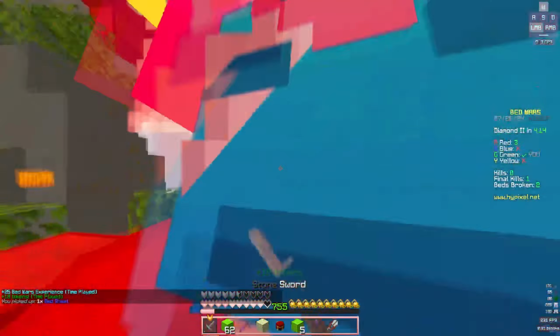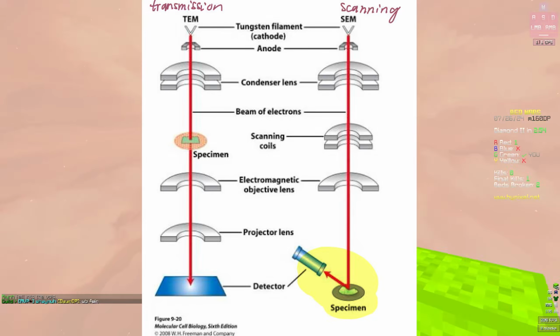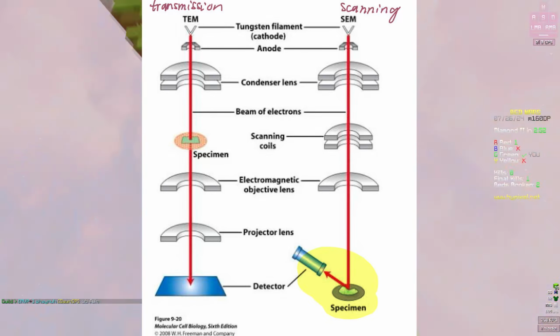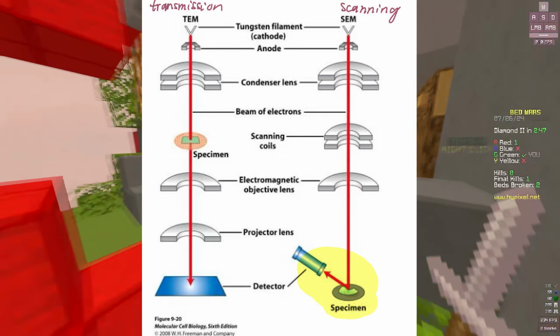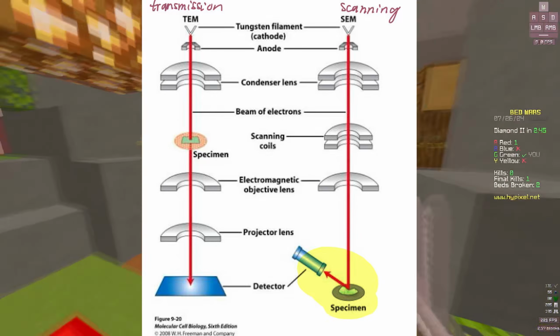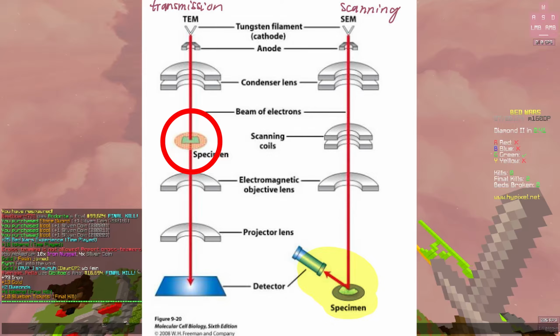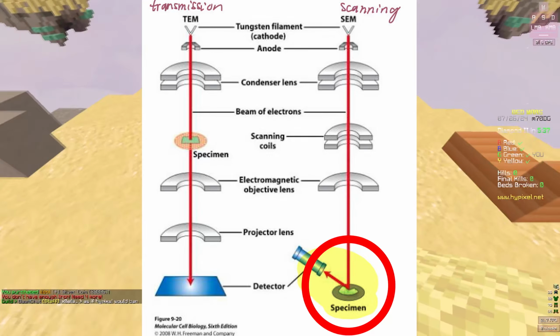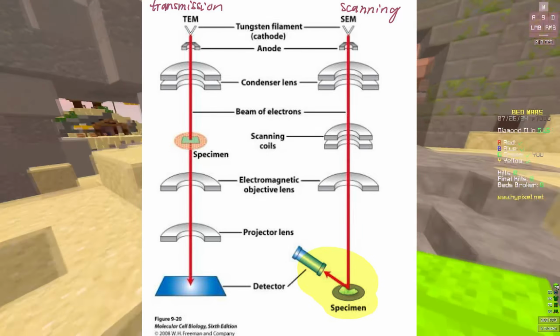Basically, what that means is, if I show you this diagram here, you can see in transmission and scanning, both of them are very similar. They have the tungsten filament, cathode, the anode, condenser lens, beam of electrons. And then here's where it gets a bit different. In transmission electron microscopy, the electron goes through the specimen, whereas in scanning, it does not. The electron bounces off the specimen surface. And SEM also has these scanning coils, whereas TEM has a projector lens here.